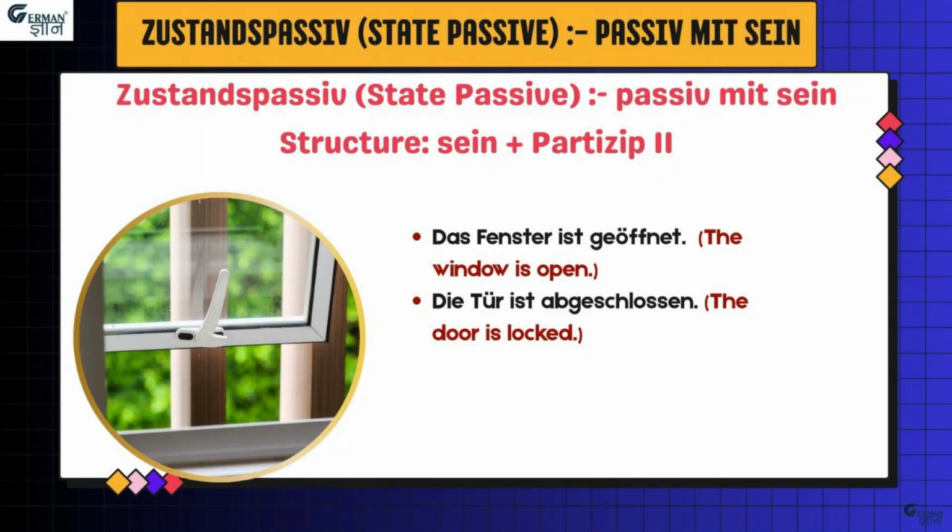Then another passive is passive mit sein. This is Zustandspassiv. And the structure is that first you write the subject, then you write sein, which is conjugated according to the subject, and then the Partizip II of the verb. Again, it's not important to write who has done the work. For example, das Fenster ist geöffnet means the window is open. Second, die Tür ist abgeschlossen means the door is locked.